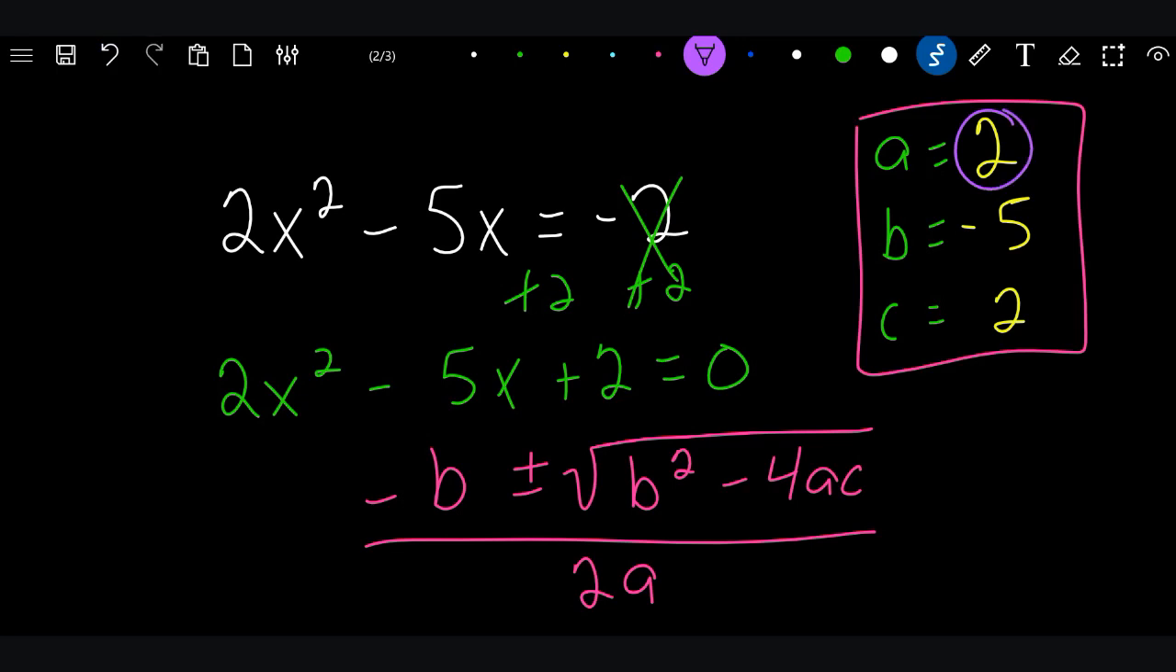Okay, so where you see an A, you're going to plug in a 2. So everywhere you see an A, you get a 2. And then there's another A here, so you'd put a 2. Everywhere you see a B, it's going to get a -5. So -5, -5. And everywhere you see a C, you're going to get a 2. Okay, so just plug in.